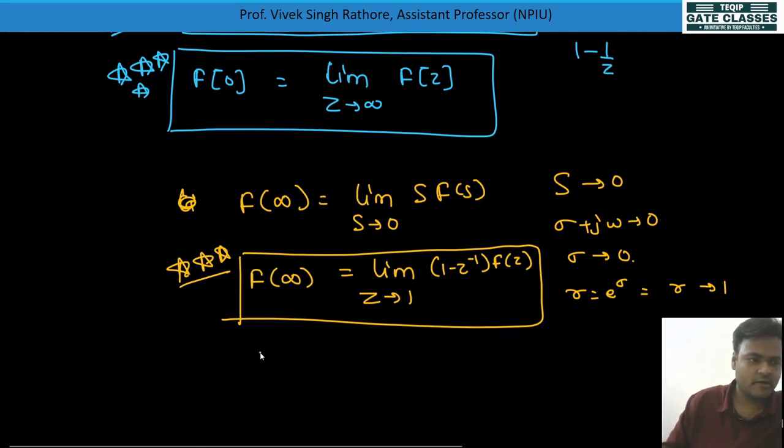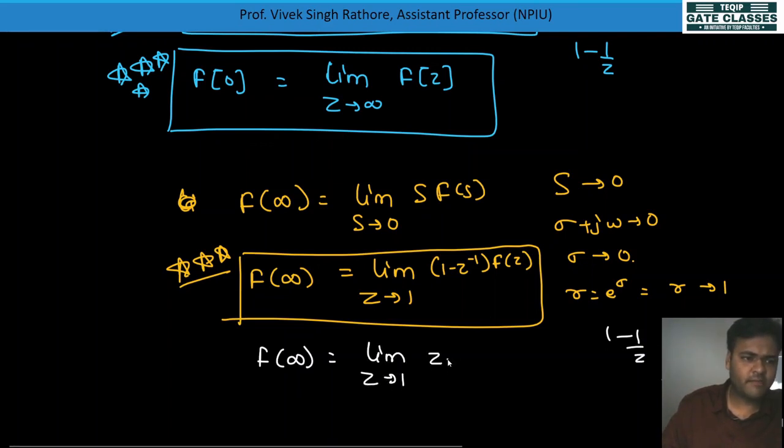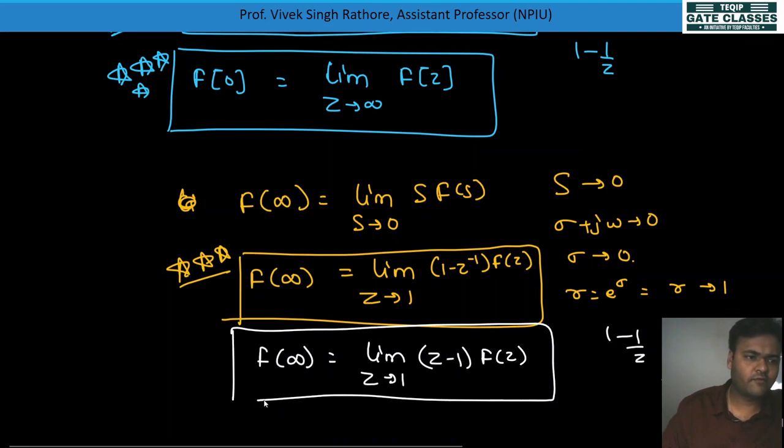Otherwise, one more statement is there. See, 1 minus z inverse means 1 minus 1 by z, so it can be written as z minus 1 by z. Okay, so see, if you put z equal to 1 in the denominator, then 1 minus 1 is 0, ultimately all will come 0. No final value like this would happen. That's why we can put z equal to 1. So directly we can write limit z tending to 1, z minus 1 into F of z. Okay, this expression is also valid for the final value theorem.